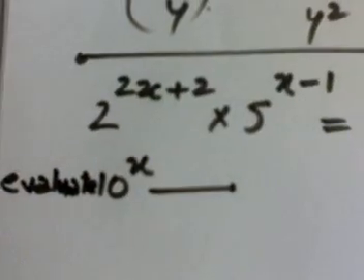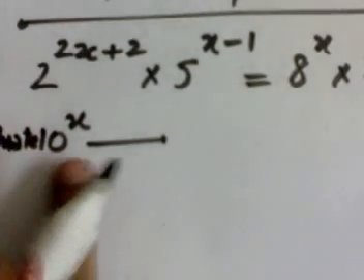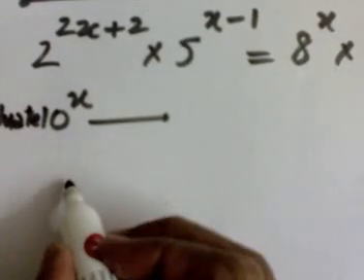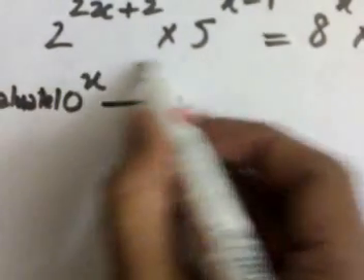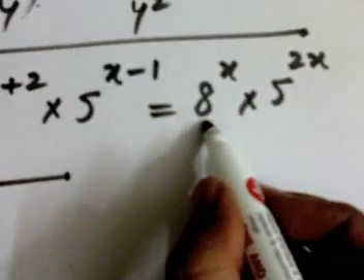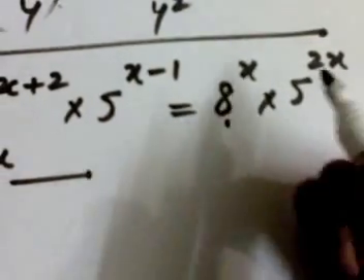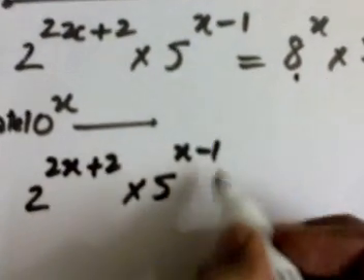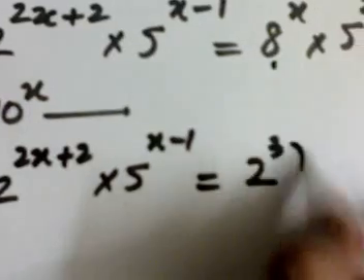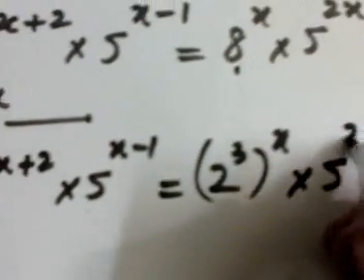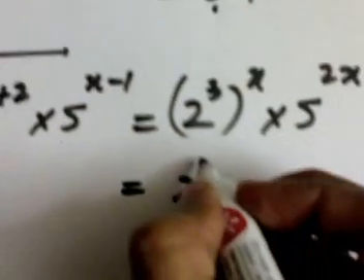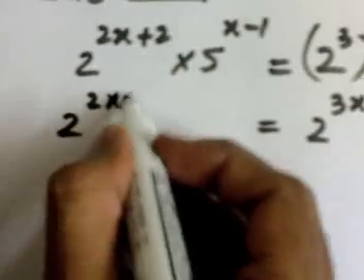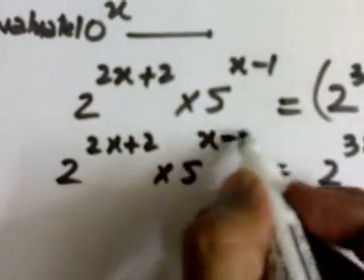Now observe. Such questions are technical but easier because already the solution is in your mind. You have to go for 10x. So now first of all, you can see there is a 2 and a 5, and 8 and a 5. So if I break this 8 into 2 cube, this will be more convenient. So 2 raised to power 2x plus 2 into 5 raised to power x minus 1. I will make 8 is equal to 2 cube, raised to power x, into 5 raised to power 2x. So this will become 2 raised to power 3x into 5 raised to power 2x.